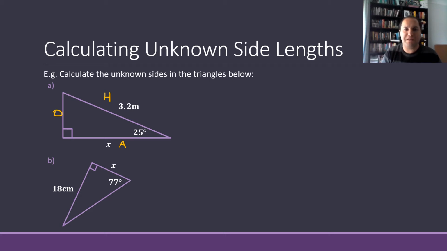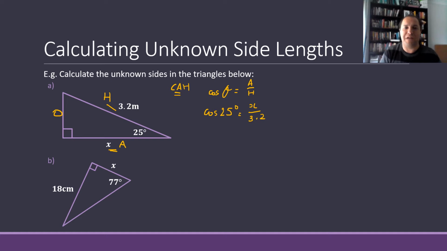So the ratio we need to use in that case then is cos, because we have the hypotenuse and we want to find the adjacent, so it's ka. So katoa, so cos of our angle equals adjacent over hypotenuse. Doing some substitution, so cos of 25 degrees equals x over 3.2 meters.